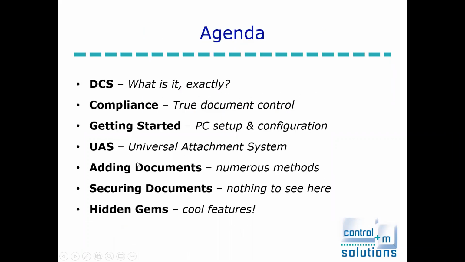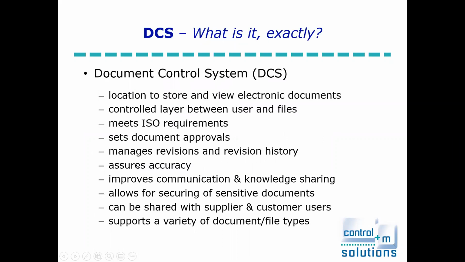So what is the document control system exactly? The document control system is a location to store and view your electronic documents in Plex. They could also be websites and things like that. We'll talk about that a little while later. It's the controlled layer between the user and the files that you store here. Inherently meets ISO requirements or those other industry standards that we were talking about.